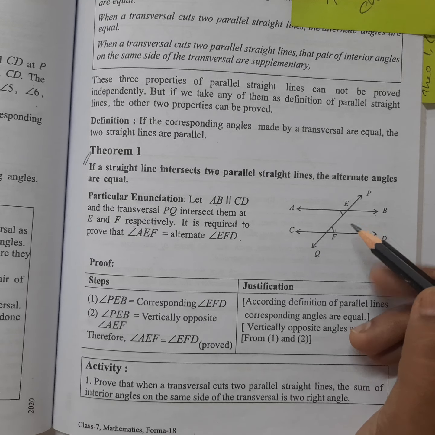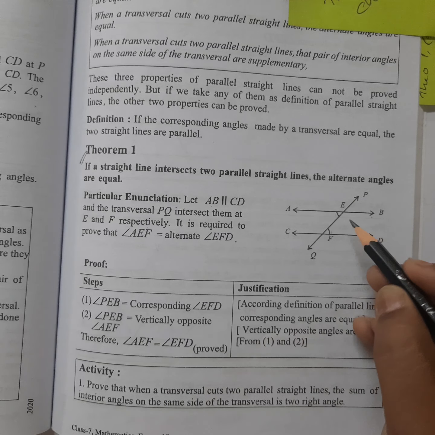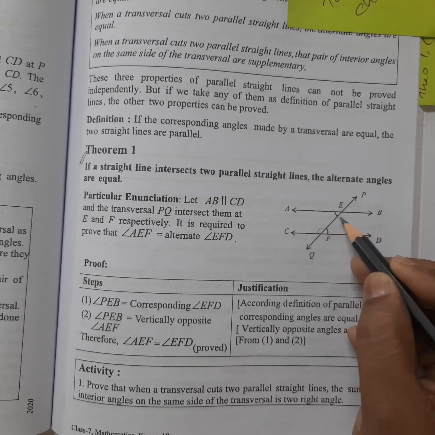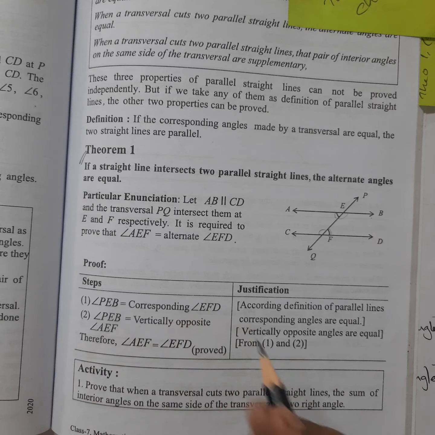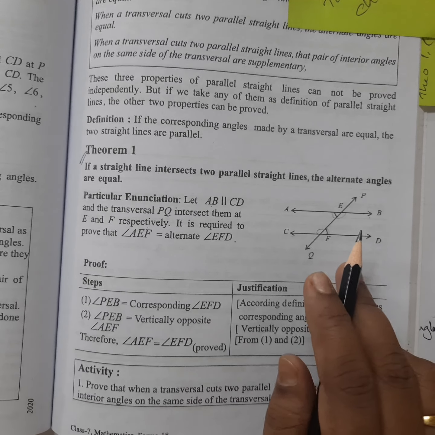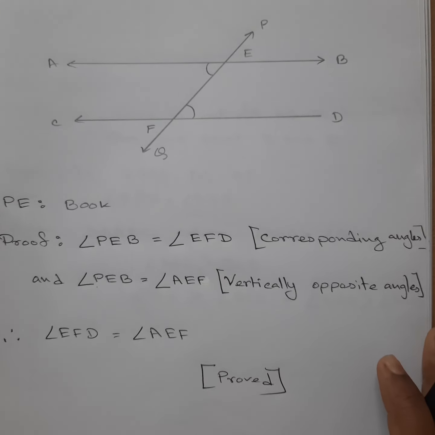It is required to prove that the alternate angles are equal to each other. It doesn't matter if you take this one or that one, but normally we take this one and that one for proving the alternate angles are equal. So how are we going to do that? I write it a little bit differently from the book.